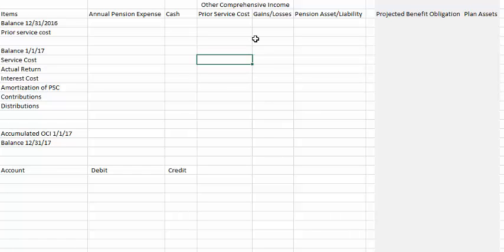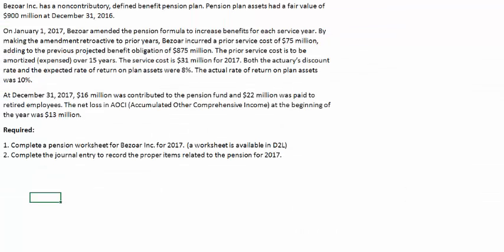Whenever we're looking at a pension worksheet, we bring over the balances from the prior year. So the balances of the projected benefit obligation, that is, the plan assets, and then whether the company has a pension asset or a liability. So we go back to the problem here. We'll start off by pulling a couple of pieces of information, and let's start right here.